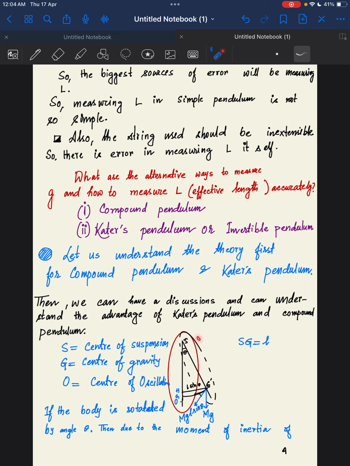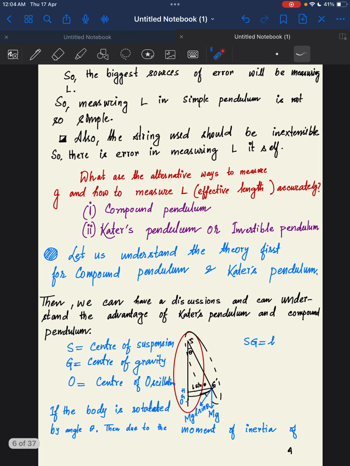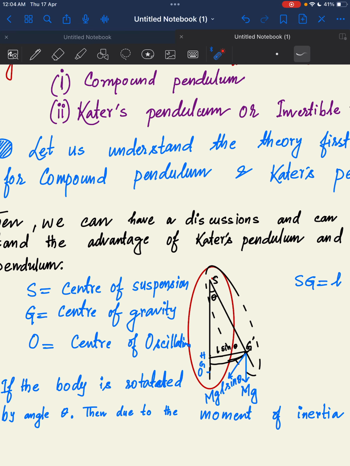So let's say this is a compound pendulum. A compound pendulum is nothing but any rigid body which can rotate about a horizontal axis. Let's say this is a body. We have a point of suspension here, S, a point of oscillation O here, and a center of gravity G at this particular point. So S is the point of suspension, G is the center of gravity, and O is the center of oscillation.